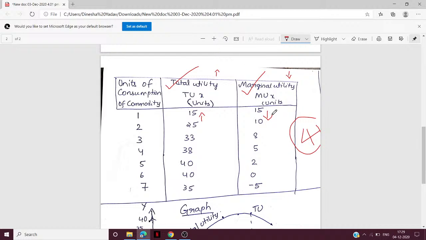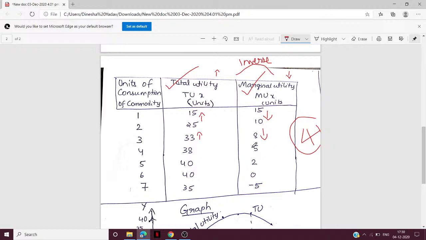Hope you are understanding the statement. As total utility increases, marginal utility decreases in second unit of consumption of commodity. Where the third unit of consumption, here is also same case. As compared to 25, 33 is bigger. So total utility again increases, where on the correspondent side of marginal utility, as total utility is increasing, marginal utility also shows the opposite or inverse relation. When one is increasing, other is decreasing, what we call it as inverse relationship. Remember students, it is called as inverse relationship.